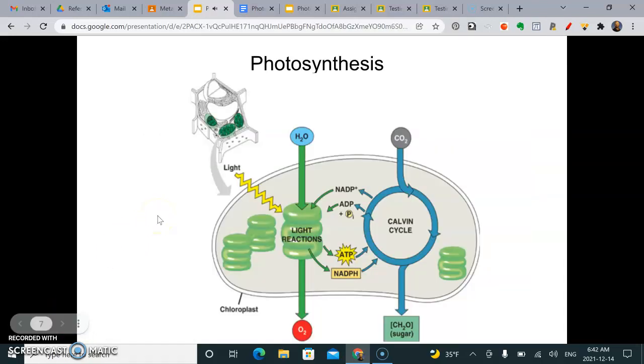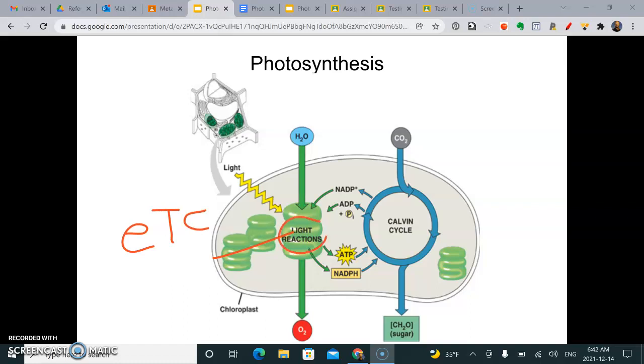Okay. Here's an overview of photosynthesis. We can kind of think of photosynthesis as the opposite of what happened in cellular respiration. In cellular respiration, we had glucose being broken down into carbon dioxide, and as that glucose was being broken down, electrons were being removed and moved through an electron transport chain. Here, we start with an electron transport chain. Okay, the electron transport chain happens across the thylakoid membrane.